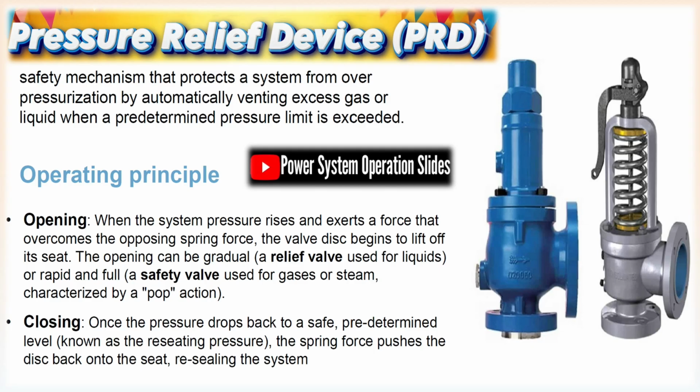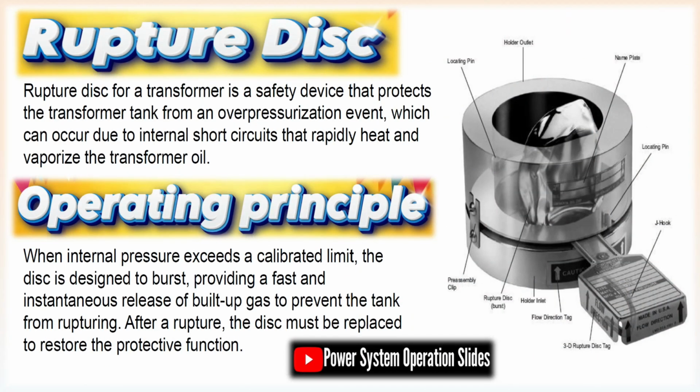Rupture disc. A rupture disc bursts at a calibrated pressure level to rapidly relieve transformer overpressure. It is a single-use device that must be replaced after activation. Its instantaneous action prevents catastrophic tank failure.